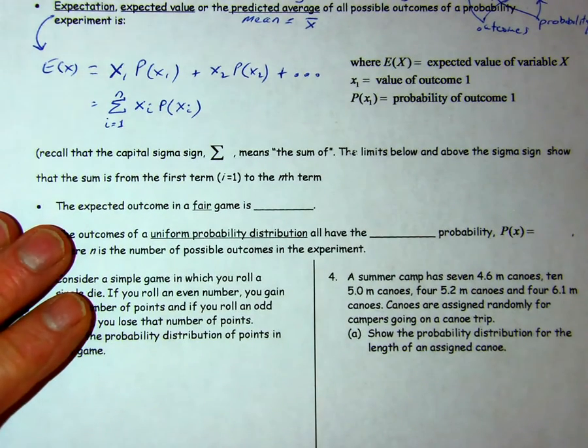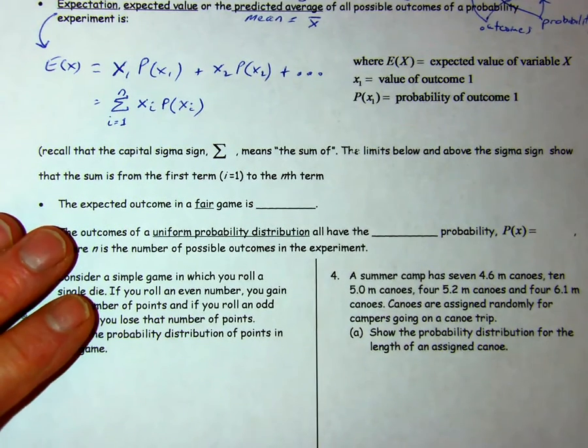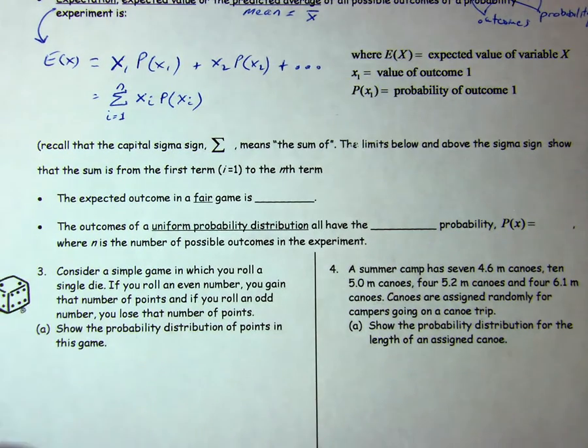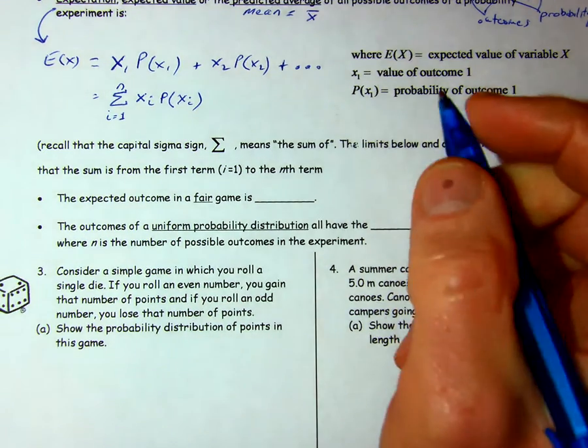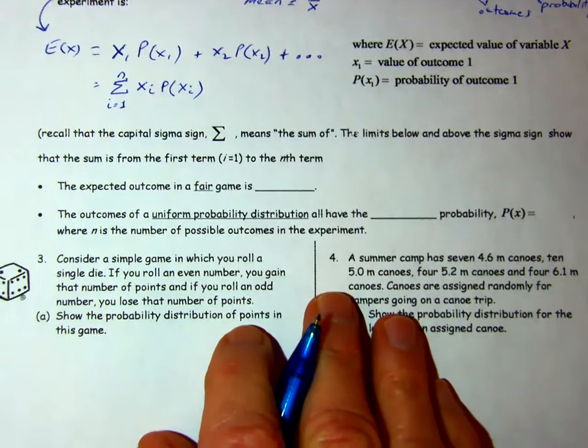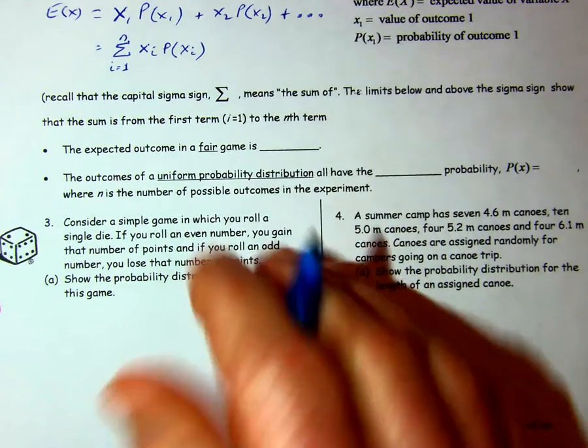Hopefully you read the textbook. Does anybody remember what a fair game is? And the expected outcome in a fair game is? Did anybody read the textbook at all? I didn't read the textbook, I'm going to be honest.